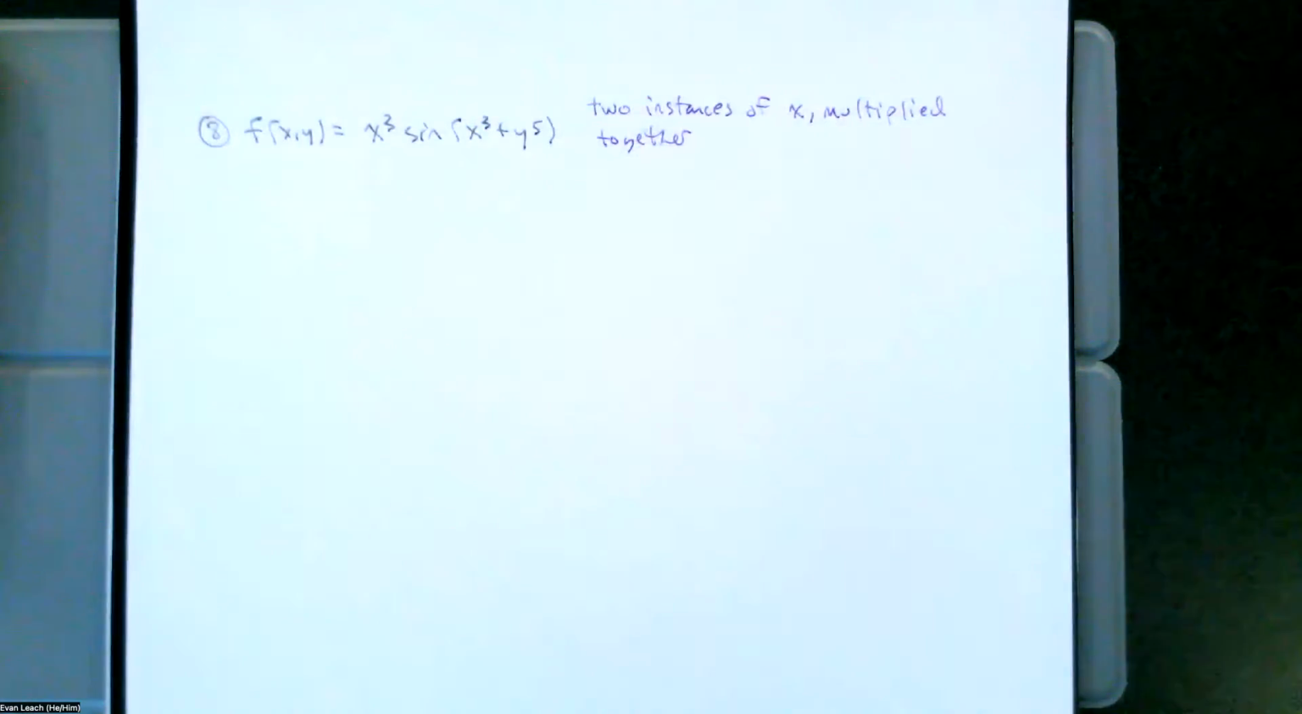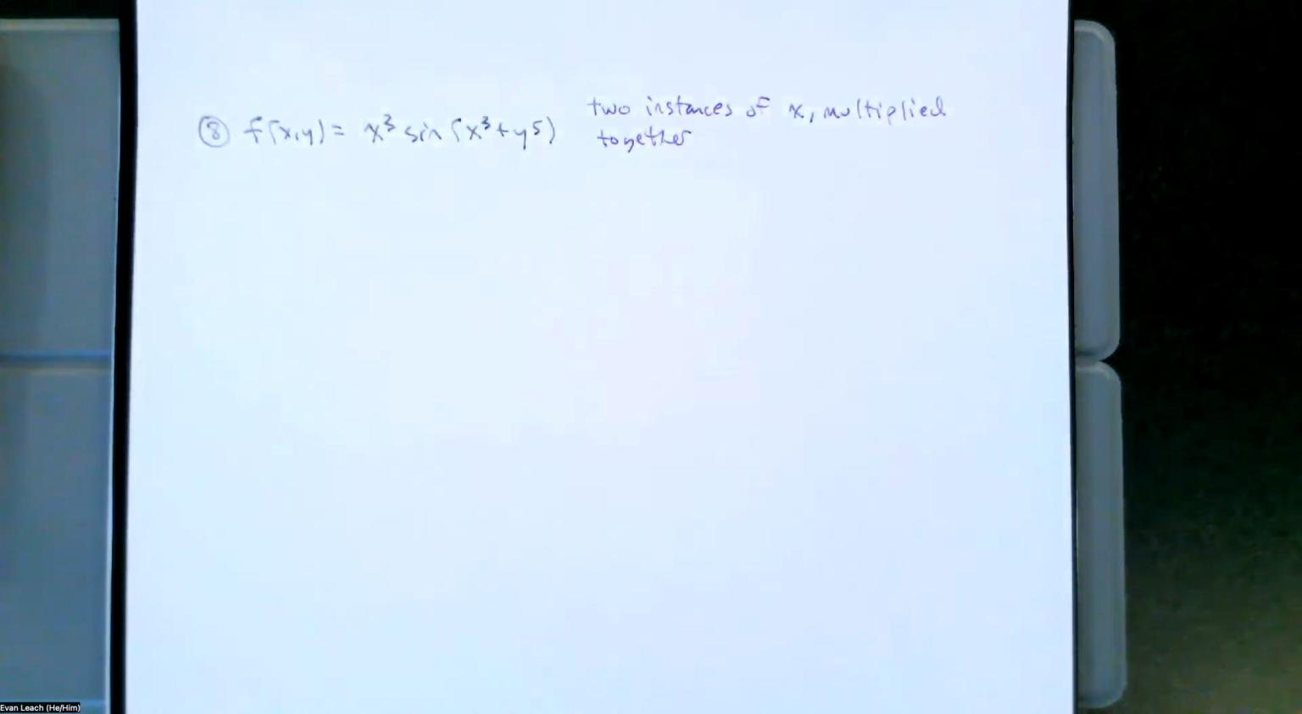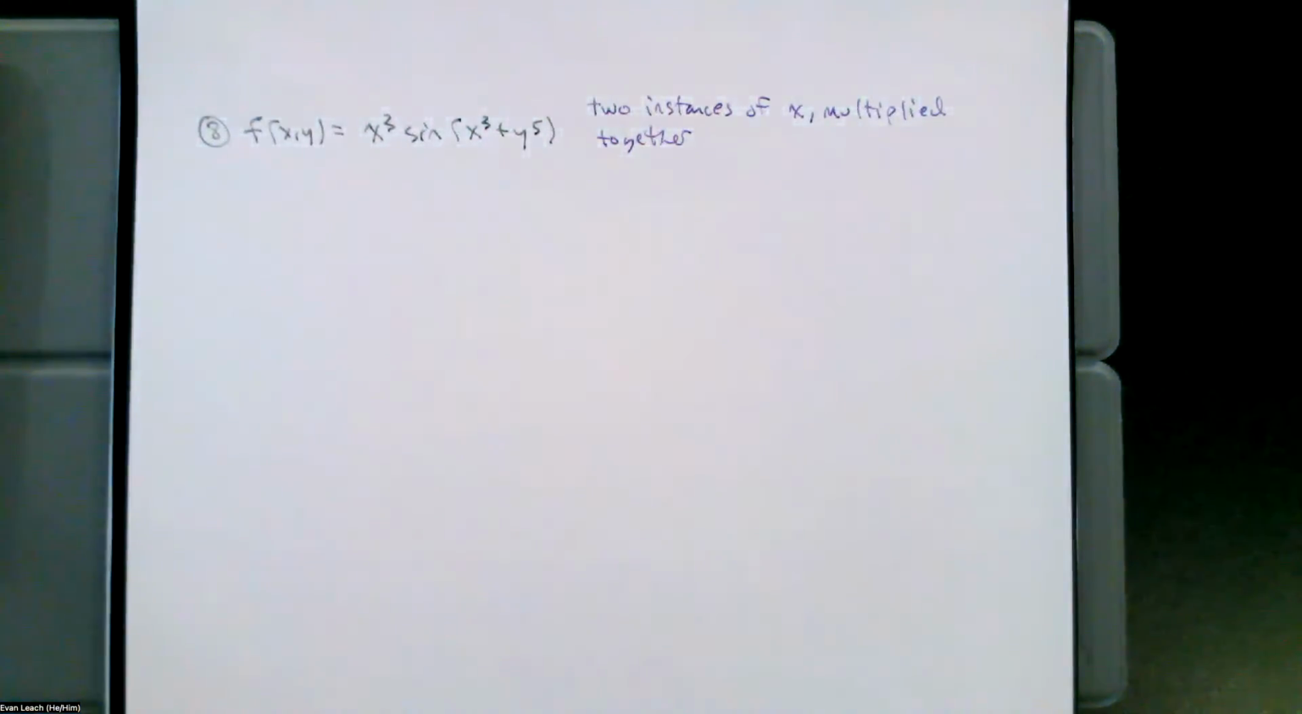There are two instances of x and they are multiplied. It is x cubed and the sine of x cubed. This tells us that we're going to need the product rule.